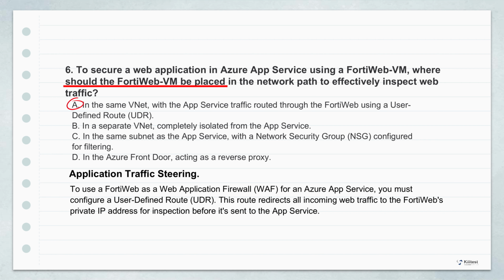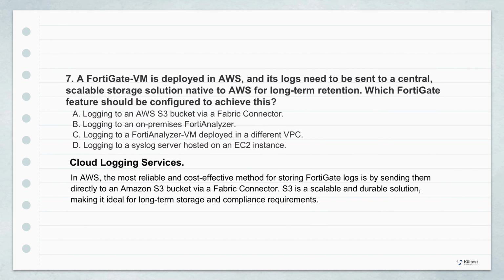All right, logs. Can't forget logs. Absolutely vital, right? Compliance, troubleshooting, everything. So a FortiGate VM in AWS needs to send its logs somewhere central, scalable, durable, preferably native AWS for long-term storage. What's the FortiGate feature you configure for that? For that scenario, scalable, long-term, native AWS storage, the best practice is to configure logging to an AWS S3 bucket. S3. Okay. And you typically do this using, again, a Fabric connector. There's often a specific logging setting within the FortiGate configuration that lets you point logs towards S3.